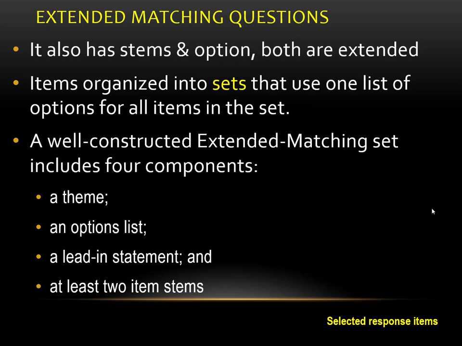A well-constructed extended matching set includes 4 components. They include a theme, an options list, a leading statement, and at least 2 item stems. And you can have 2 items or 3 or 4 or whatever.